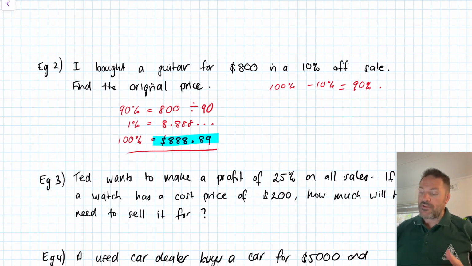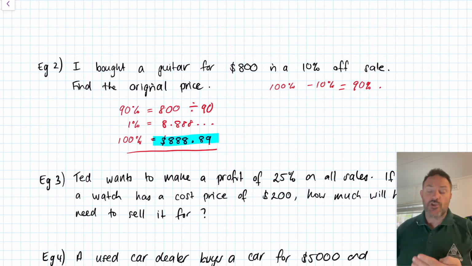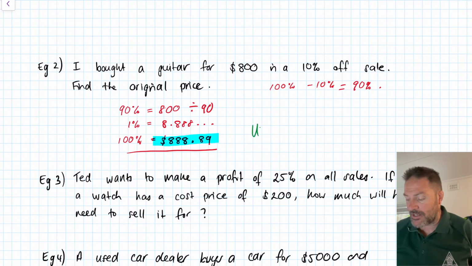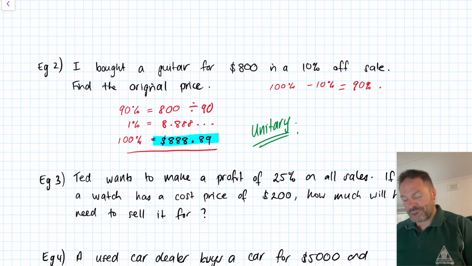Because the 10% discount is off the original amount. We don't know what that is. So we can't use the 800 in that manner. We have to use the unitary method. I'm even going to write down here unitary. And I think most boys or all students struggle with that style of question, that reversal question.